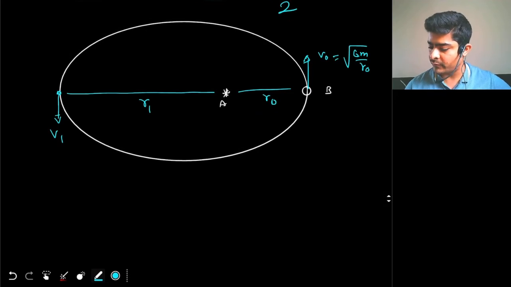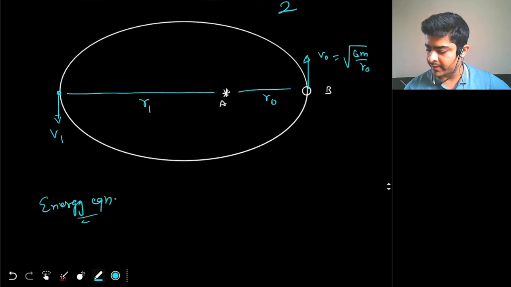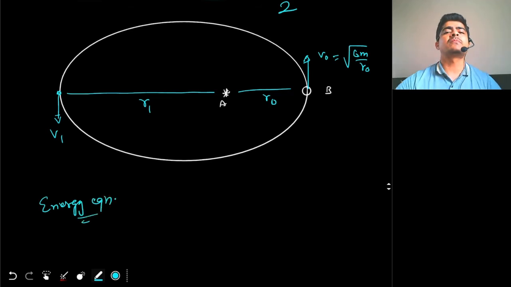The equations that we can apply now are total energy and angular momentum conservation. So for the energy equation, we have initial potential plus initial kinetic equal to final potential plus final kinetic.